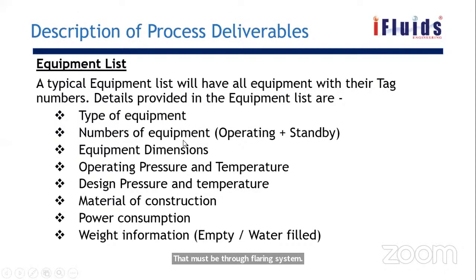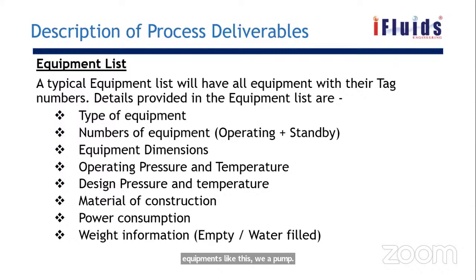And the equipment list. So we'll be putting all the equipment in the plant in a consolidated list, like the number and type of equipment, like a separator, pump, compressor, all those things. If it is a pump, then we will be having some 5 pumps, and 4 pumps will be working, and 1 pump will be standby, like that.